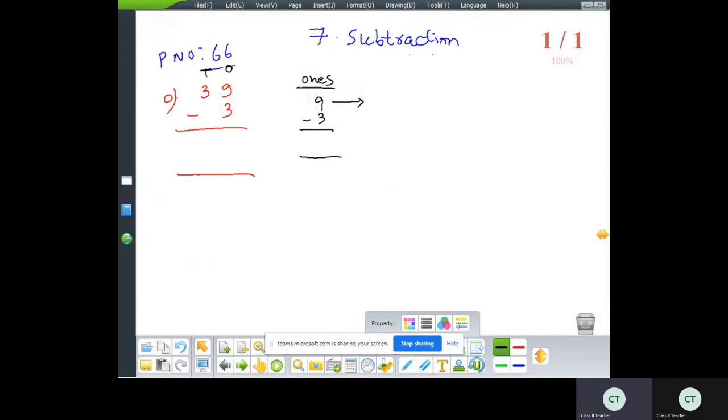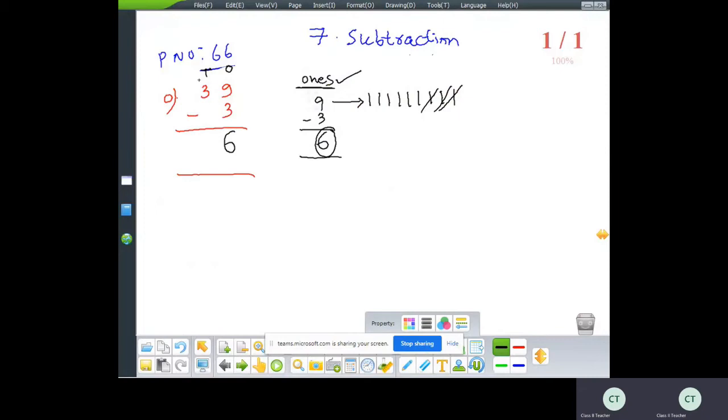9 means draw 9 lines. 1, 2, 3, 4, 5, 6, 7, 8, 9. From 9 we remove 3 lines. 1, 2, 3. After removing 3 lines from 9 lines, the remaining lines are 1, 2, 3, 4, 5, 6. 9 minus 3 is equal to 6. This answer 6 is written in the 1's place.